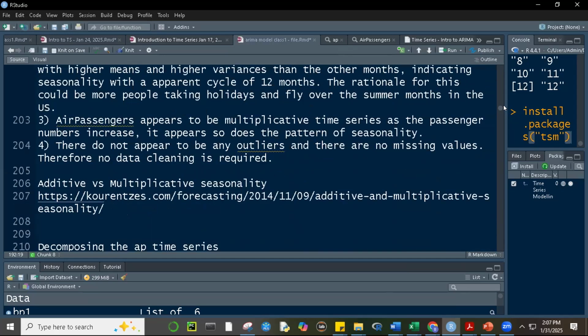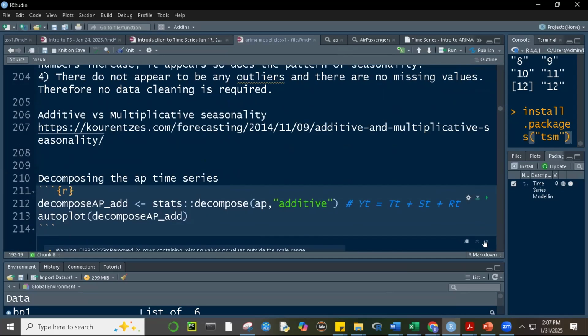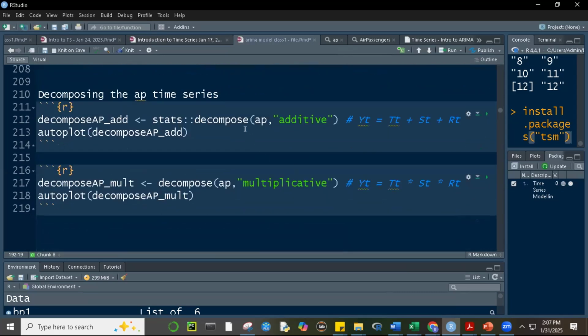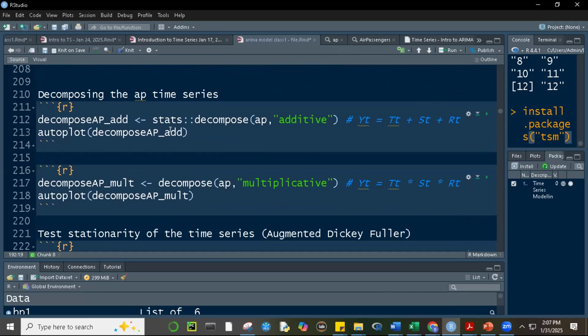All right. So now we can decompose. I'm sorry, I have to move a bit faster, class, because we have to be on the same page as the other section. Now, there's a very powerful function called decompose. This comes from your stats package, and you don't have to install this because it comes preloaded. So I'm creating this object called decompose AP additive. We said that the seasonality could either be additive or multiplicative. We can model it as an additive seasonality. So the function is just decompose AP additive.